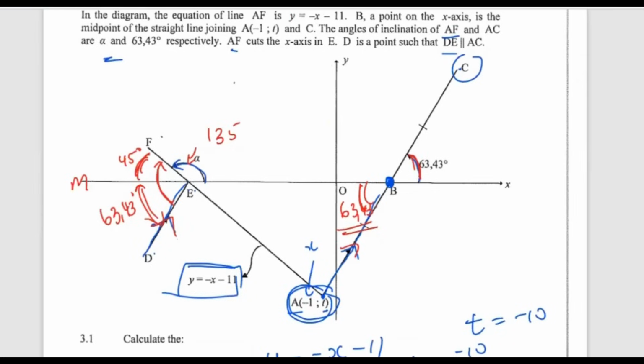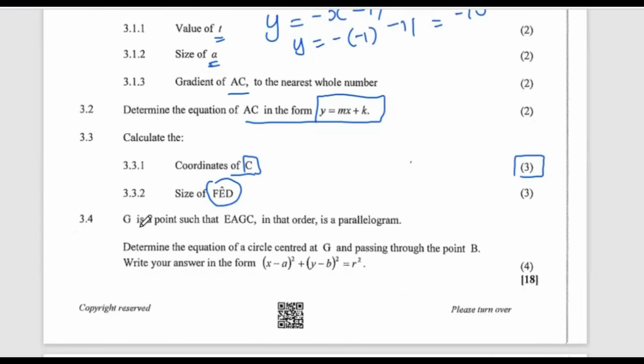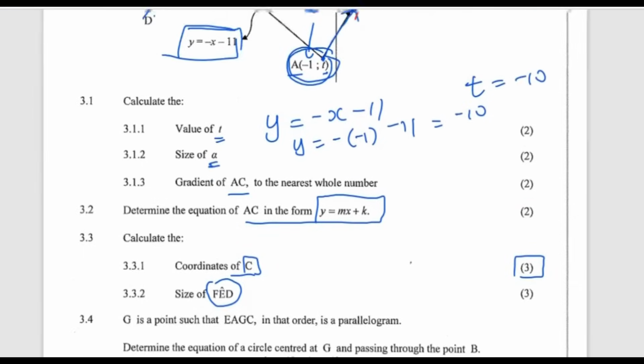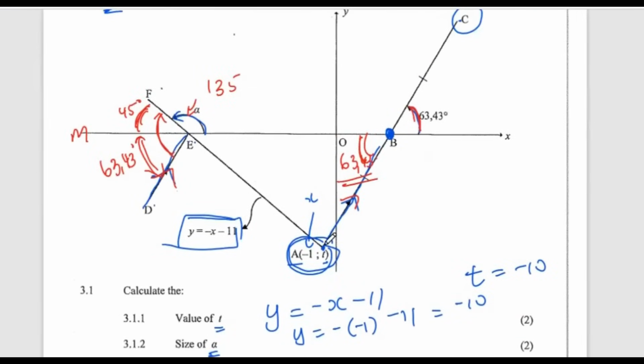Then 3.4. J is a point such that EAGC is a parallelogram. So if EAGC is a parallelogram, which means EG must be a diagonal. So if I connect this, do that.